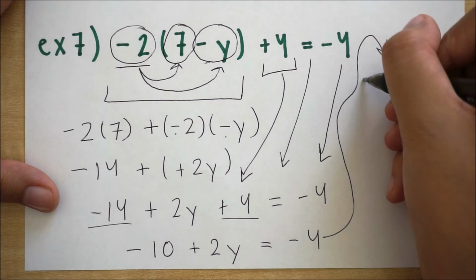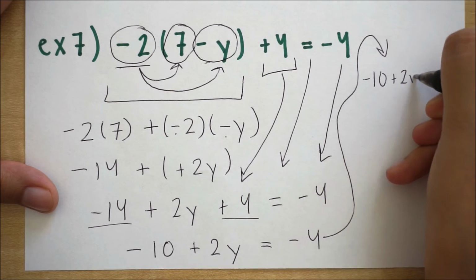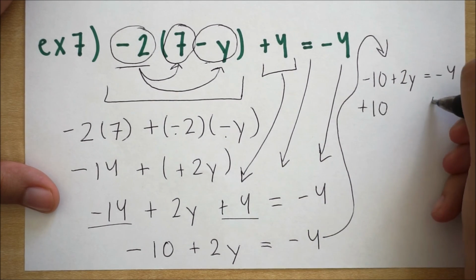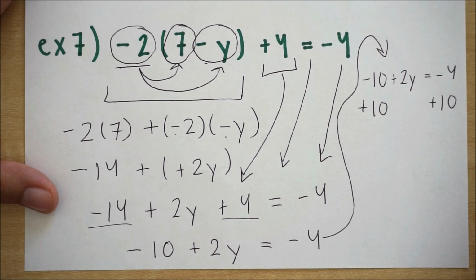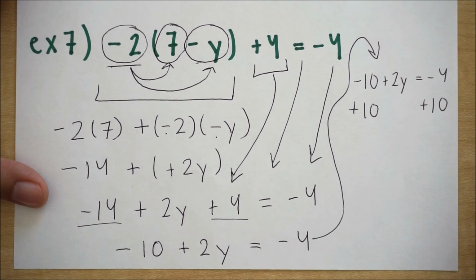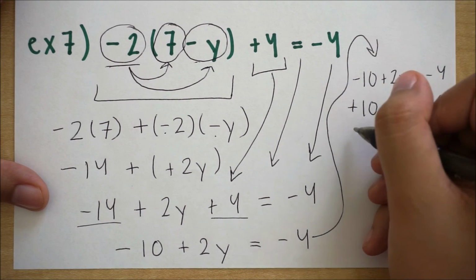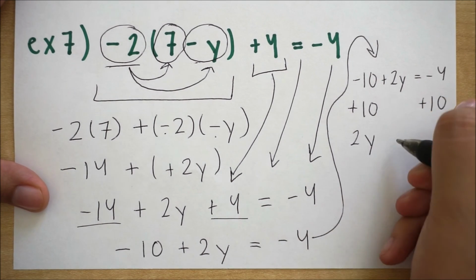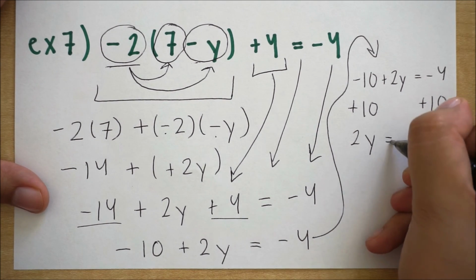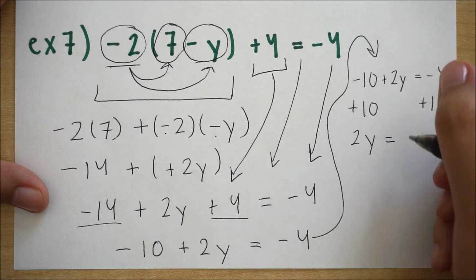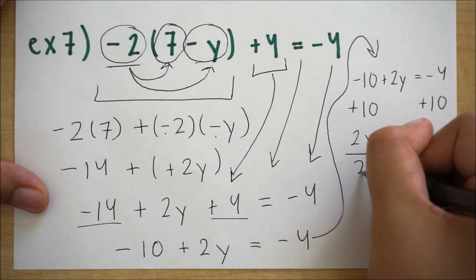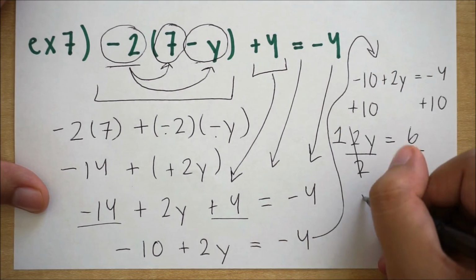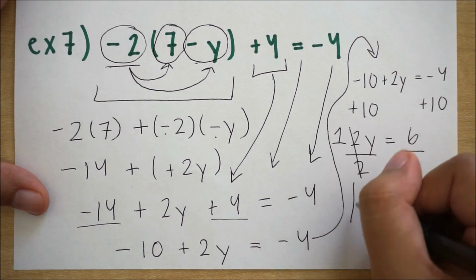So we're going to go ahead and add 10 to both sides of the equal sign. Once you do that, you get 2y on the left side and negative 4 plus 10 on the right side, which is 6. So 2y is equal to 6. And y is still not independent. So we're going to go ahead and divide both sides by 2. This means that 2 divided by 2 is equal to 1. So y is equal to 6 divided by 2, which is just 3.